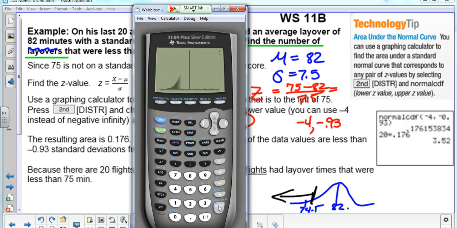Gotta go down to draw. That's what I gotta do. Okay. So there's the shaded area that's to the left of that, and it tells you right there. Can someone read that number? Somebody up in front? It says the area is 0.176. Okay?